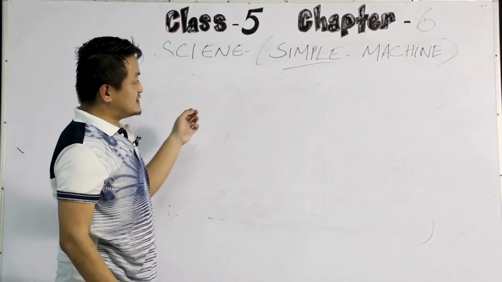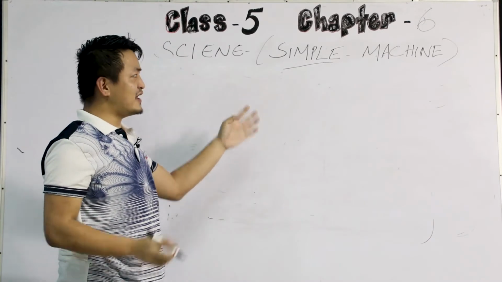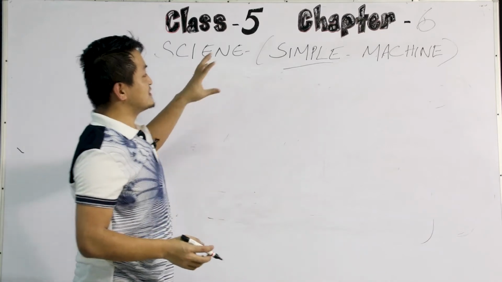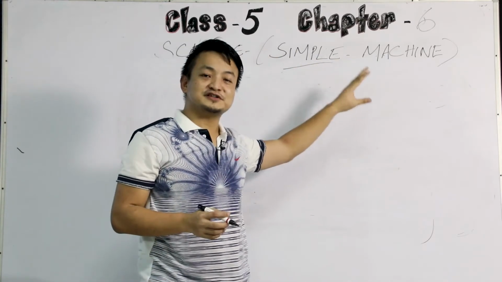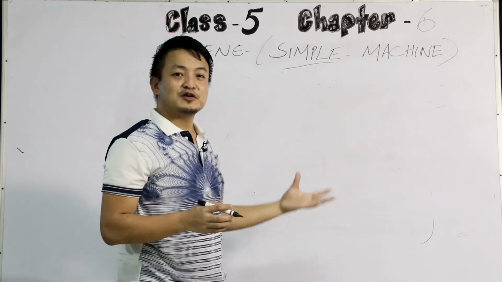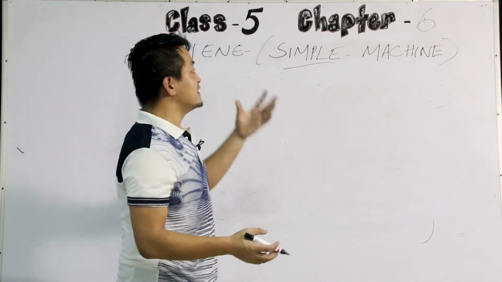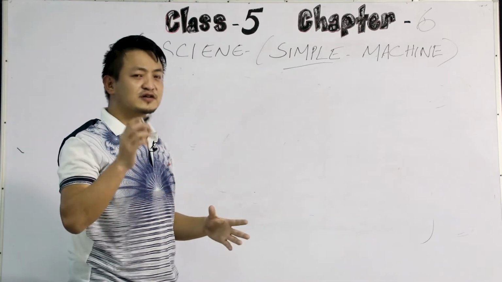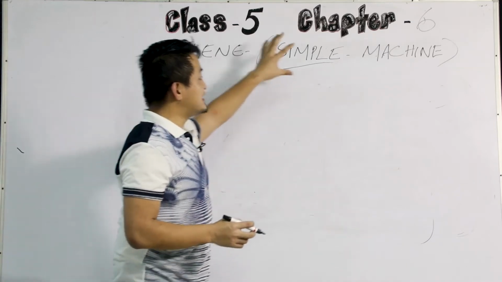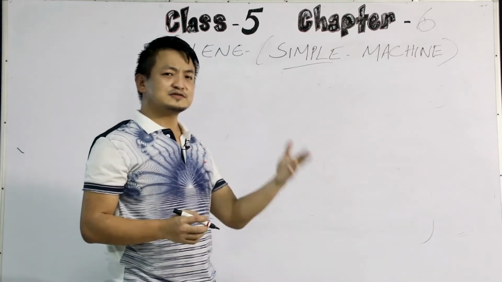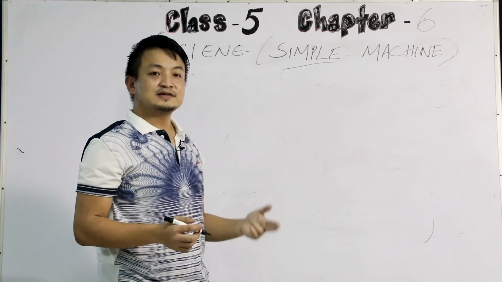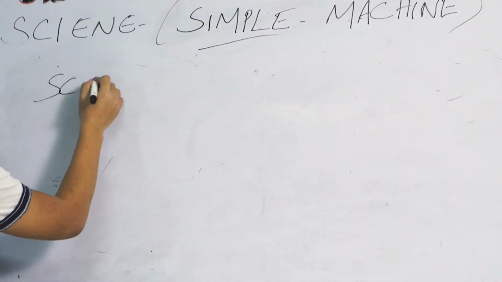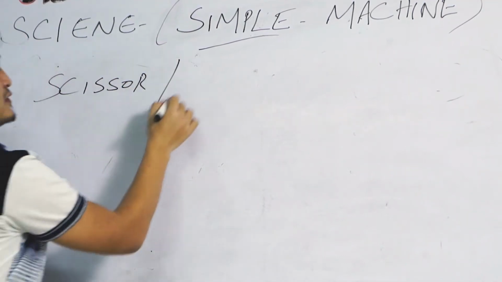Students, machine means anything that makes our work easier and faster, right? But in this chapter, it is about simple machine. Now you must be familiar with a washing machine. That's a machine, but that's a complex machine. That's not a simple machine. One easy example of a simple machine would be, say, scissor. Scissor, screw.